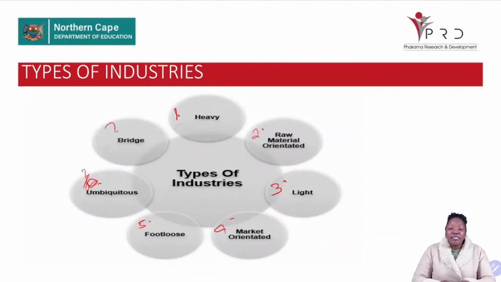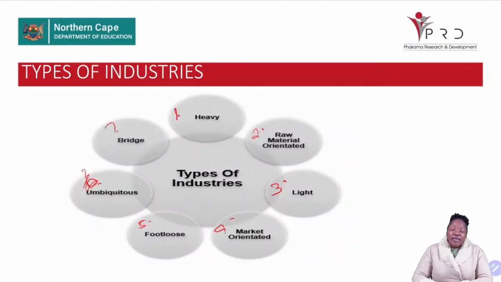Then we have our number 6, which is our ambiguous industry. So the ambiguous industry, again, they can be located anywhere. And they're supposed to be everywhere. Why? Because these are the industries that deal with the network. Remember, each and every area needs a network. We're talking about the cell phone network. So you can think of examples of these companies, your Vodacom, your Cell C, your MTN, as well as your Telkom. So we call them the ambiguous industry.